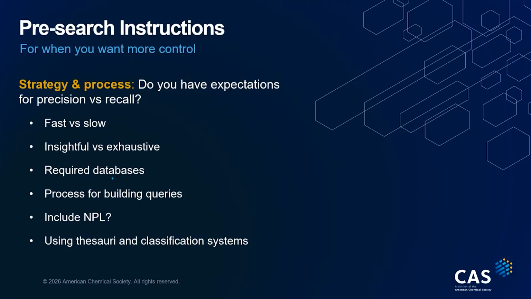We're talking about databases today. It will definitely suggest other databases that I just generally don't consider, which is great. We want to see that. Do you want it to include non-patent literature or not?